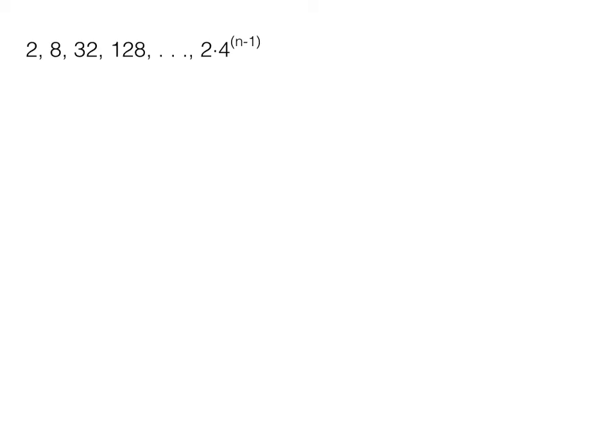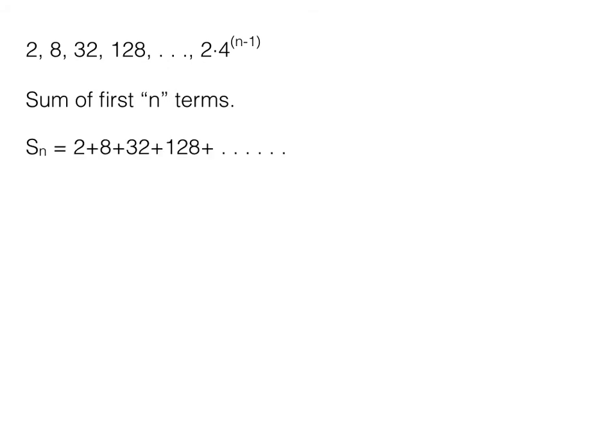All right, so this is the sequence. I just put in there the nth term, so we have 2, 8, 32, 128, and then the nth term is 2 times 4 to the n minus 1 power. If we wanted to sum the first n terms, we would just add them up. So S sub n for sum is equal to 2 plus 8 plus 32 plus 128 plus a whole bunch of stuff plus 2 times 4 to the n minus 1 power, because we're just adding together all of the terms.